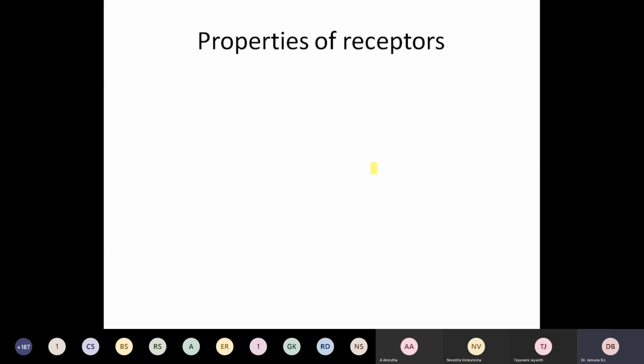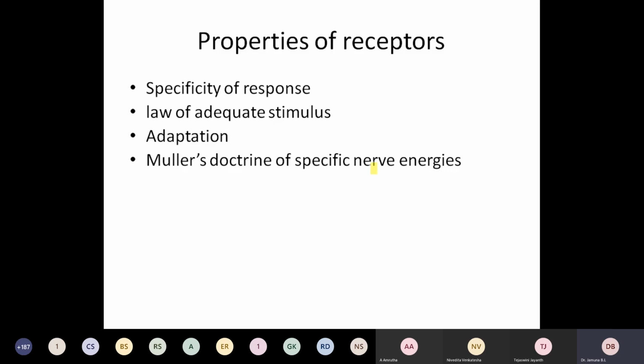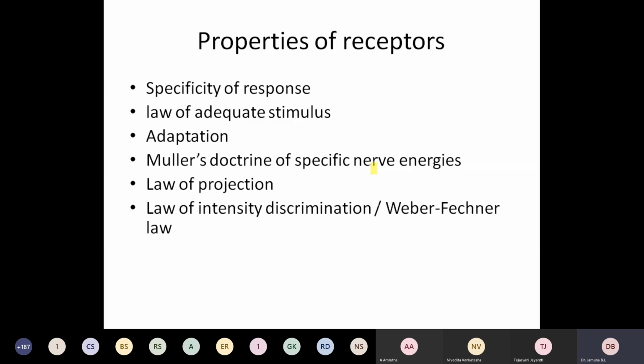These receptors have certain properties. The first is the specificity of response, and the second is the law of adequate stimulus. Then the receptor shows adaptation, and has Muller's doctrine of specific nerve energies, the law of projection, the law of intensity discrimination or Weber-Fechner law, and there is recruitment, and the last is lateral inhibition. These are the properties.